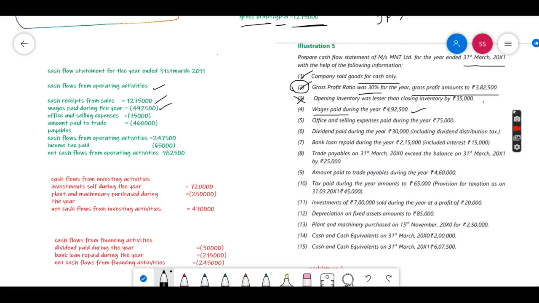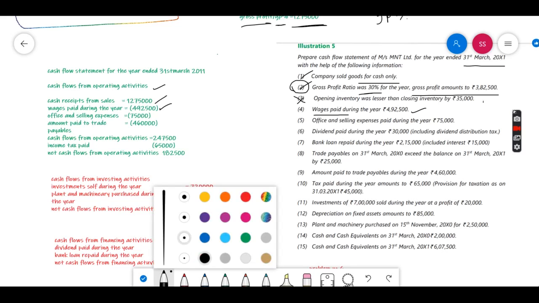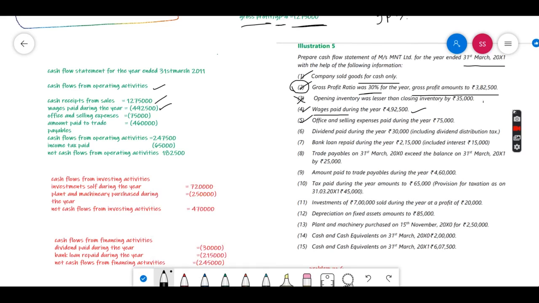And office and selling expenses, again an operating cash outflow. Dividend paid during the year for 30,000, including dividend distribution tax. So this is a financing activity, right? So dividend paid during the year, cash outflow 30,000. Bank loan repaid during the year. This is also a financing activity. Anything related to capital is a financing activity, right?